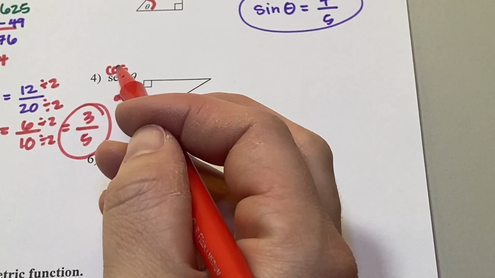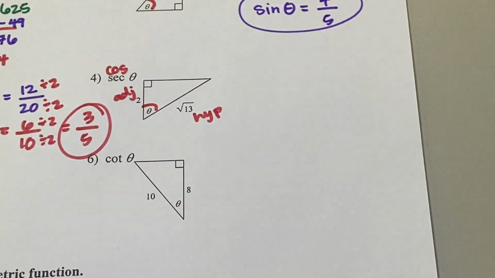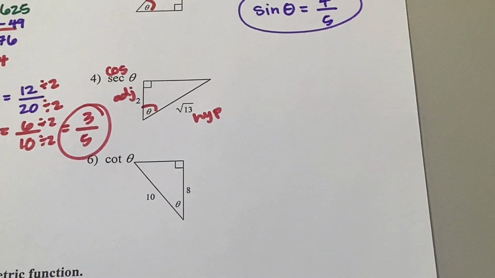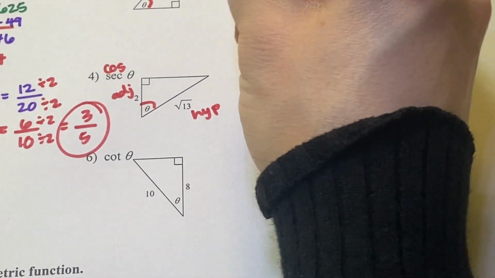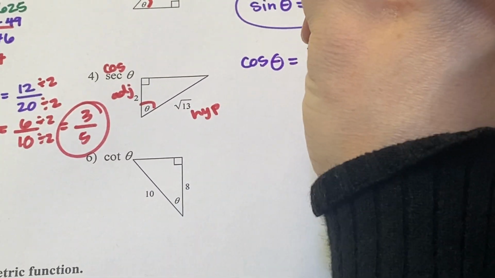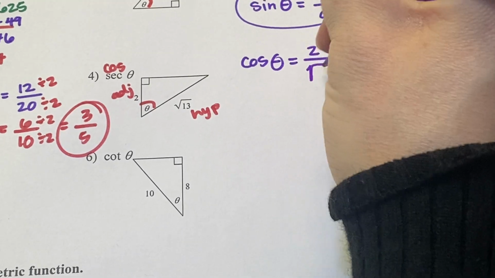The original was cosine, okay, which means we need adjacent and hypotenuse. It gave us adjacent and hypotenuse. Yay, thank heavens, we don't have to solve for a missing side. So we can go ahead and just find the cosine, flip it over. Okay, the cosine of theta equals 2 over root 13.